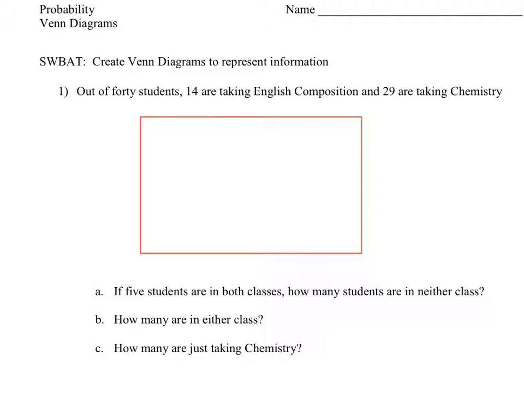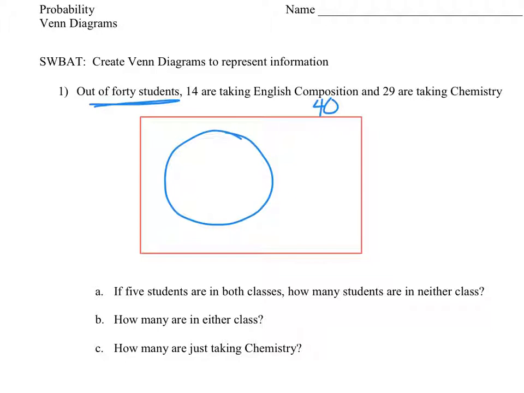In this case, we have 40 students. So this whole box is going to represent 40 people. 14 are taking English and 29 are taking chemistry. That's great and all, but what about the ones that are taking both?